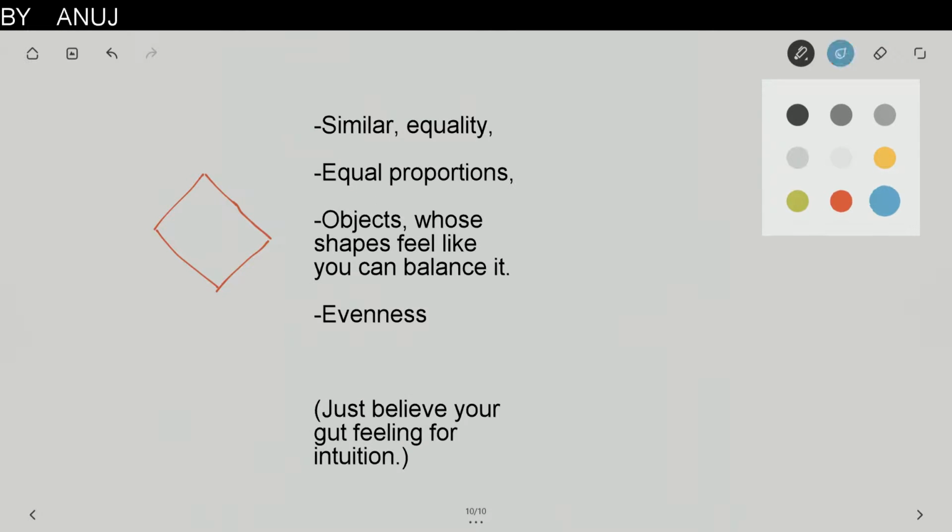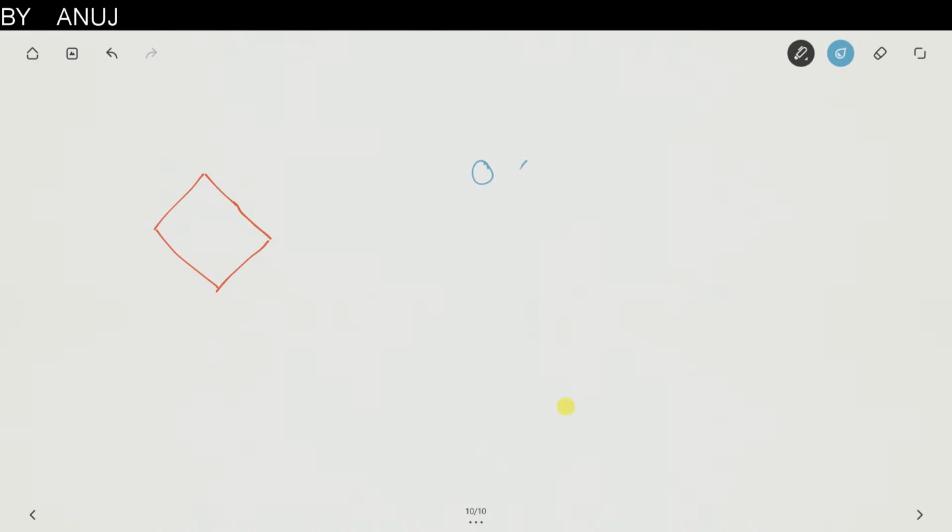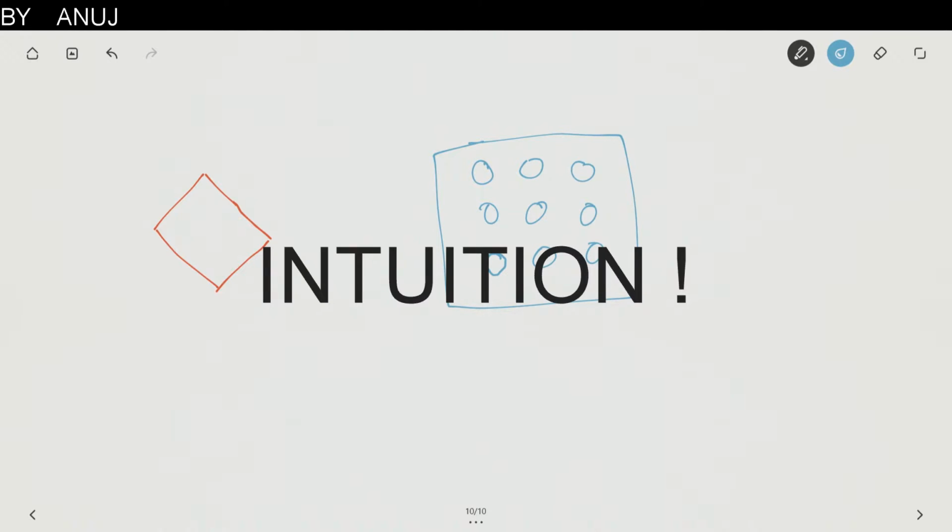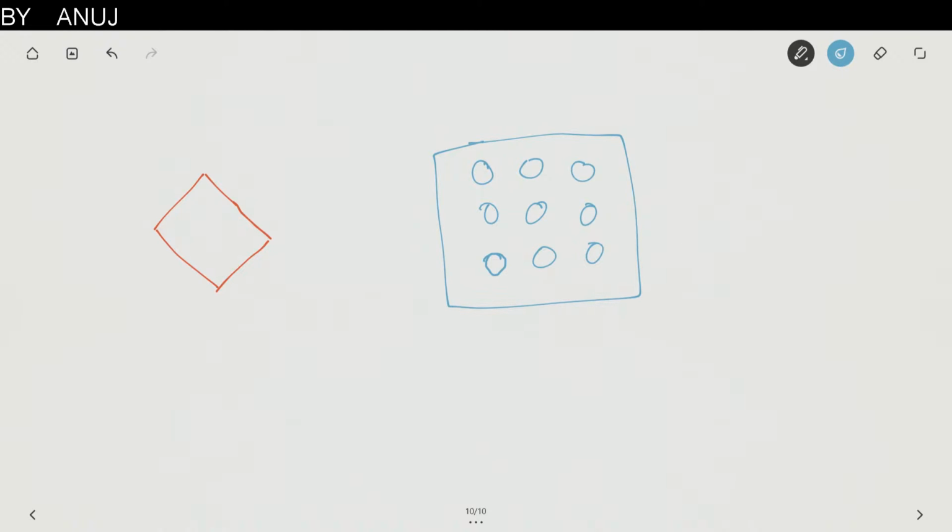Now let me draw some circles, and okay, here we have it. As you can see, if I fill that one circle at the bottom left, then the entire shape would look more symmetric than it was before. And how do we know that? It's because that's called intuition, and humans have it, we have it.